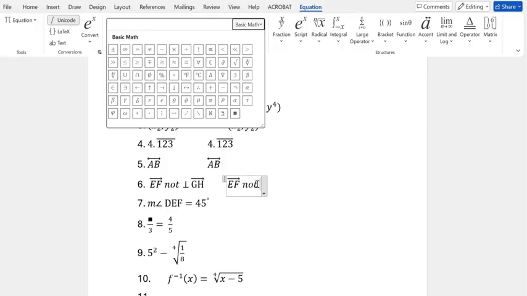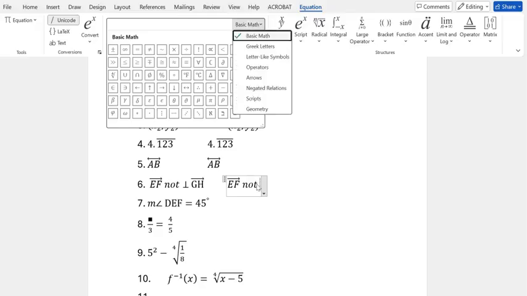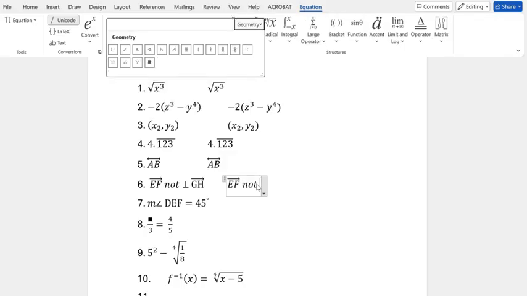Basic math button selected, 1 of 8. Navigate with left and right arrows: Greek letters, letter-like symbols, operators button, arrows button, negated relations button, scripts button, geometry button, 8 of 8. Enter.